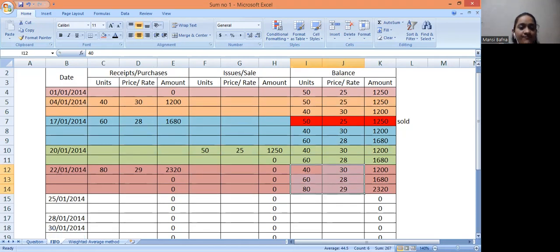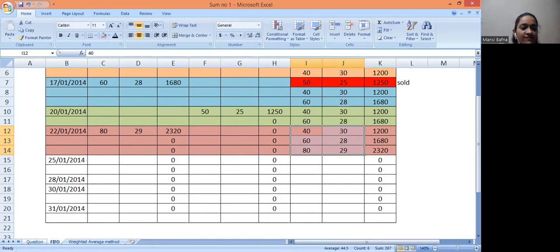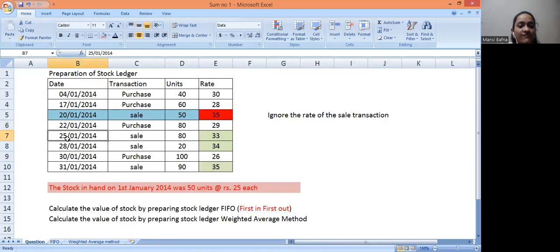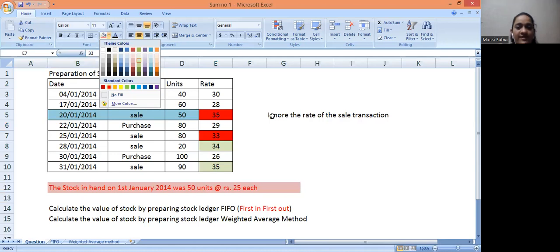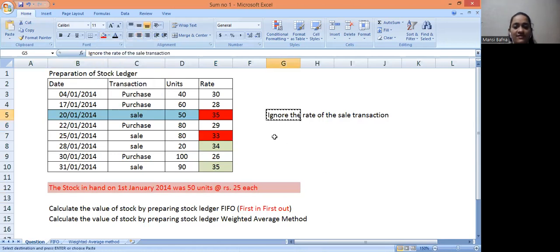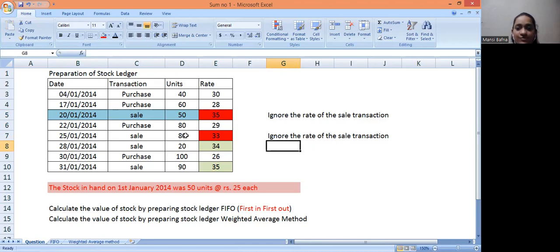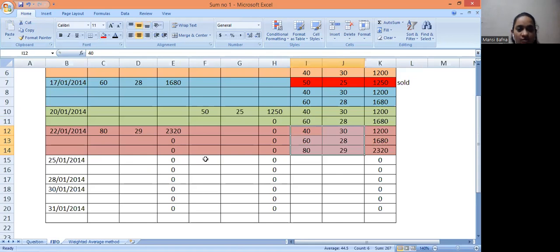Moving further, after 22nd of January, we have been given a transaction on 25th of January, which is talking about sale of 80 units. Again, as we discussed previously, this rate is to be ignored, so we will ignore the rate of the sale transaction once again. We are not going to take that rate. We are going to simply look at selling 80 units. So now on 25th of January, you have to sell a total of 80 units.